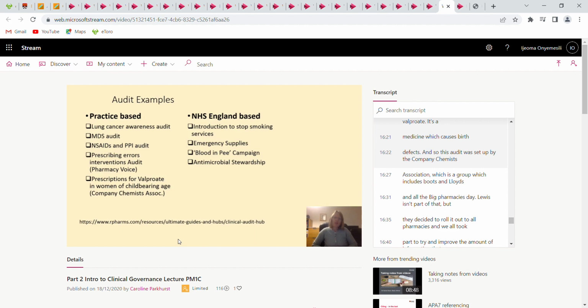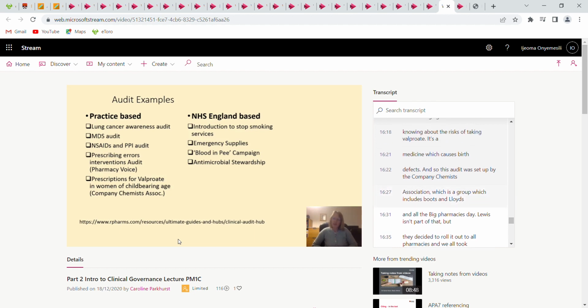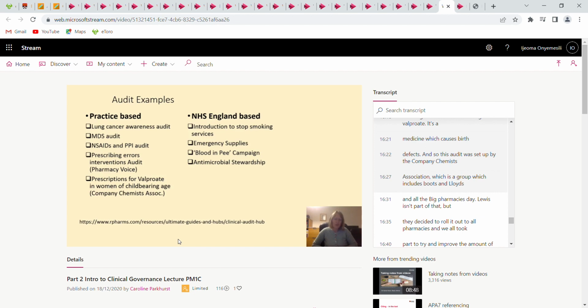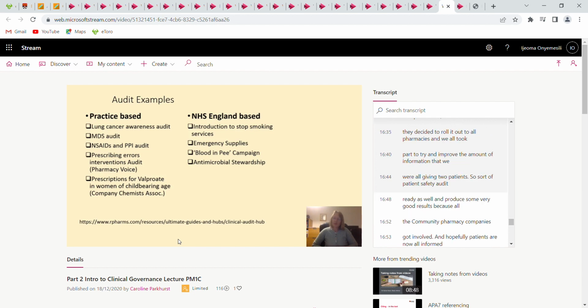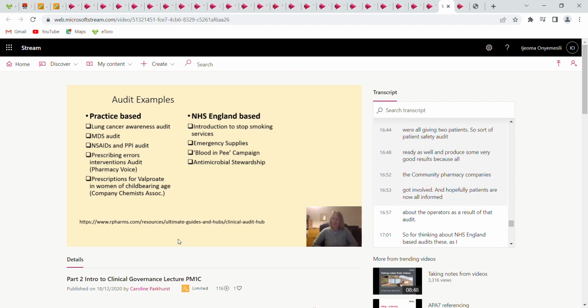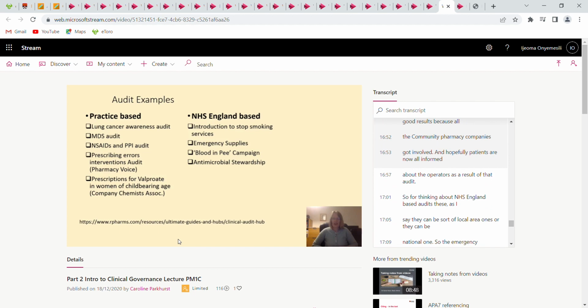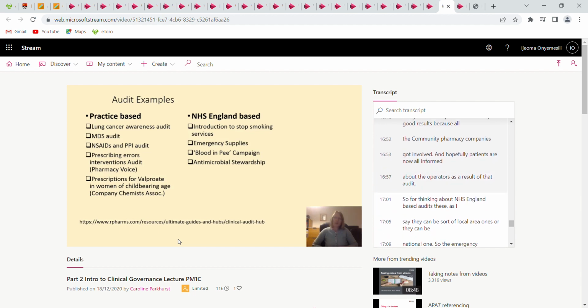And so this audit was set up by the Company Chemists Association, which is a group which includes Boots and Lloyds and all the big pharmacies. Day Lewis isn't part of that, but they decided to roll it out to all pharmacies, and we all took part to try and improve the amount of information that we're all giving to patients. So it was a sort of patient safety audit really as well, and produced some very good results because all the community pharmacy companies got involved, and hopefully patients are now all informed about valproate as a result of that audit.